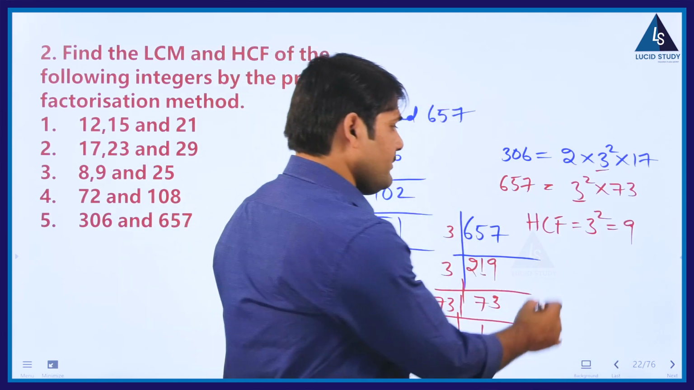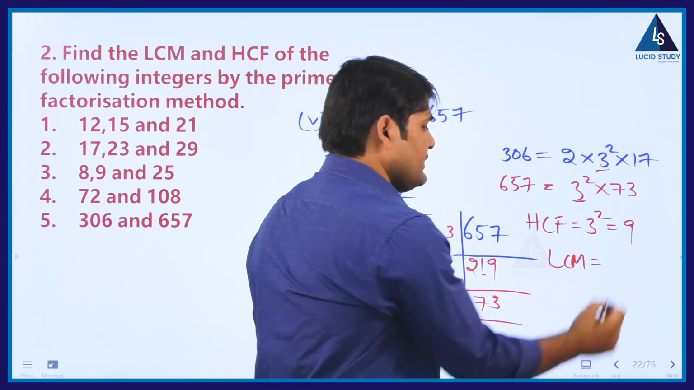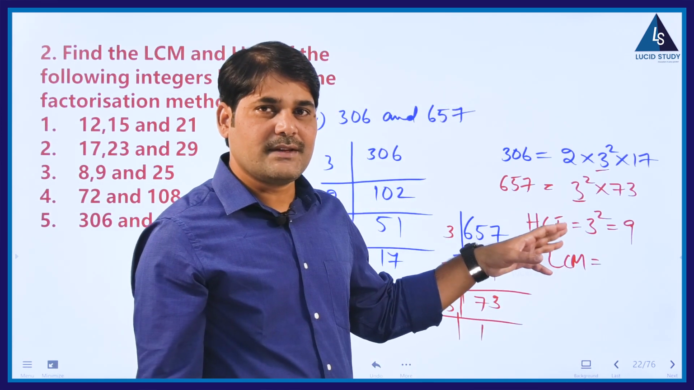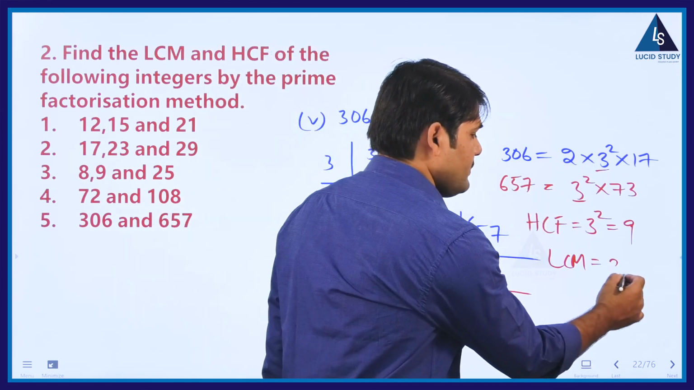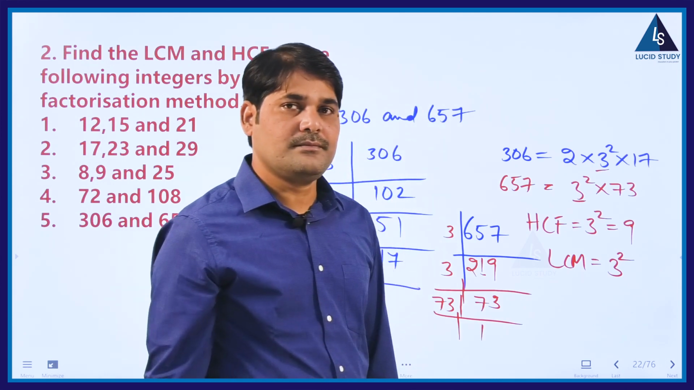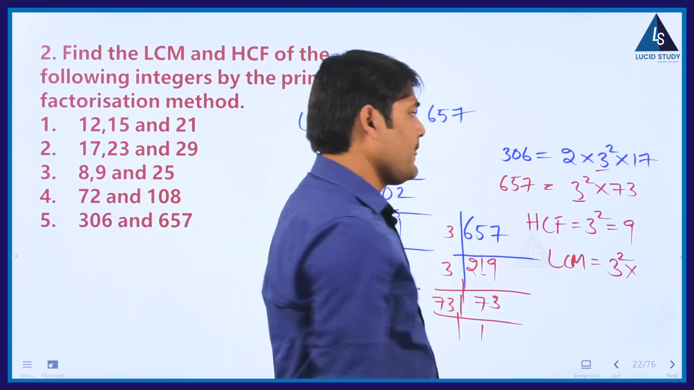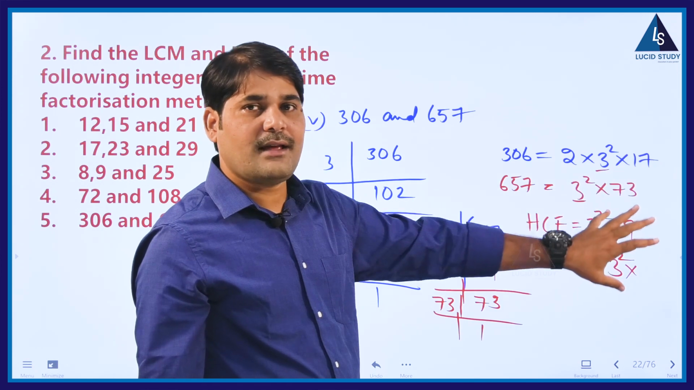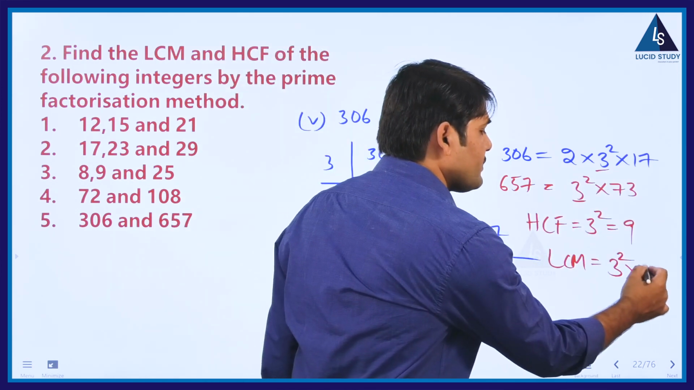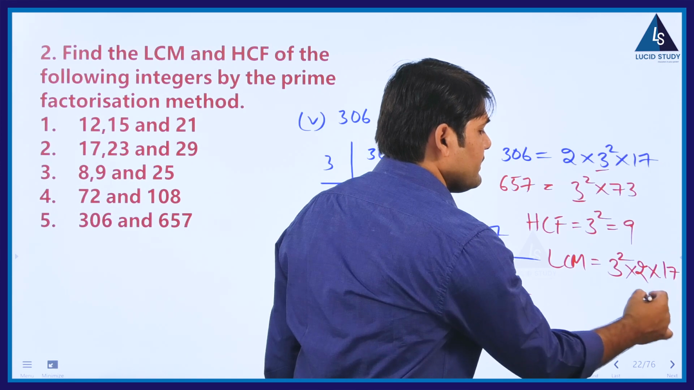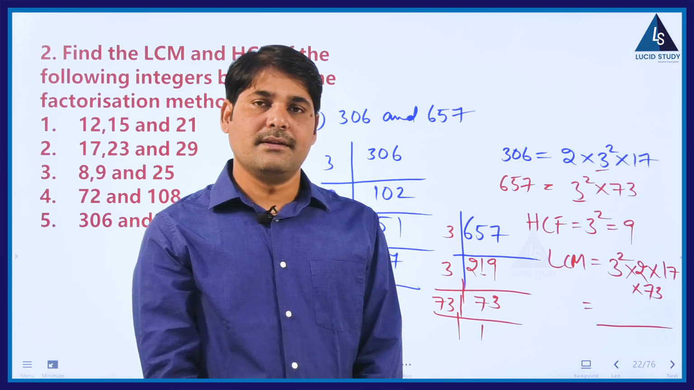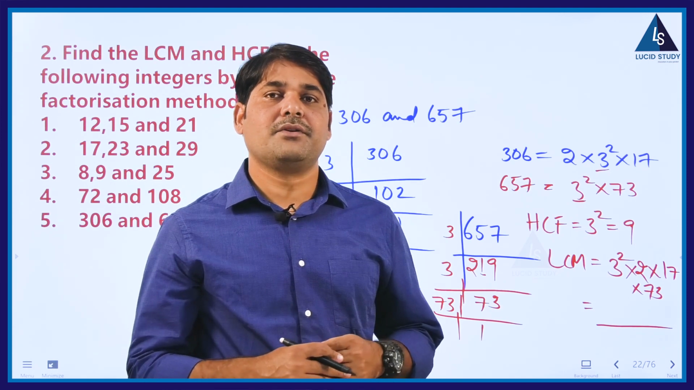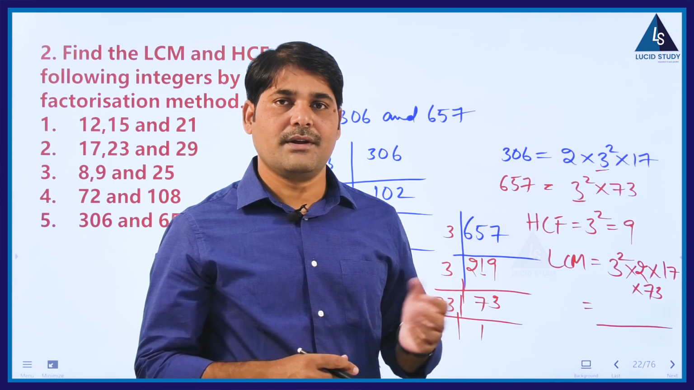Similarly, I will find LCM. See LCM. First we need to see common factors, highest power. So 3 square into, now non-common factors as they are we need to write. What are the non-common factors? 2, 17 and 73. If you multiply all these, you will have the LCM value. So like this we need to find HCF and LCM of the given numbers. Understand?